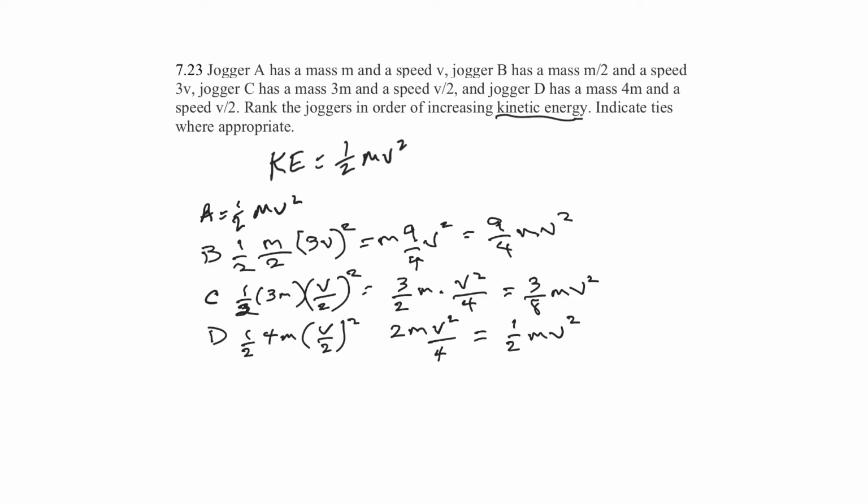So indicate ties where appropriate and rank the joggers in increasing kinetic energy. So we want the smallest kinetic energy first. The smallest is something less than a half, so 3/8. That's the smallest, so we've got C. It's less than, what's next? A, because it's 1/2. And then D is also equal to 1/2, so A is equal to D. And then the biggest one is B, at 9/4. Okay, so this would be the answer.